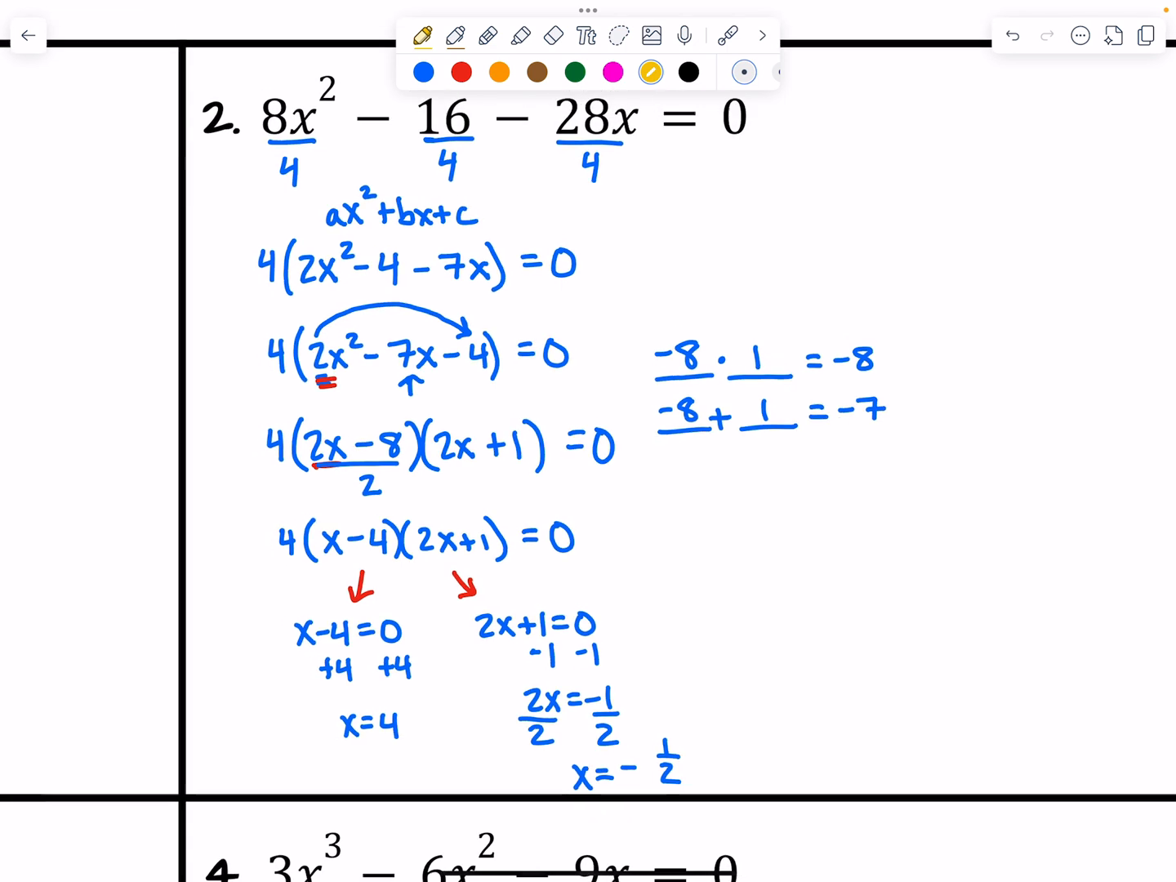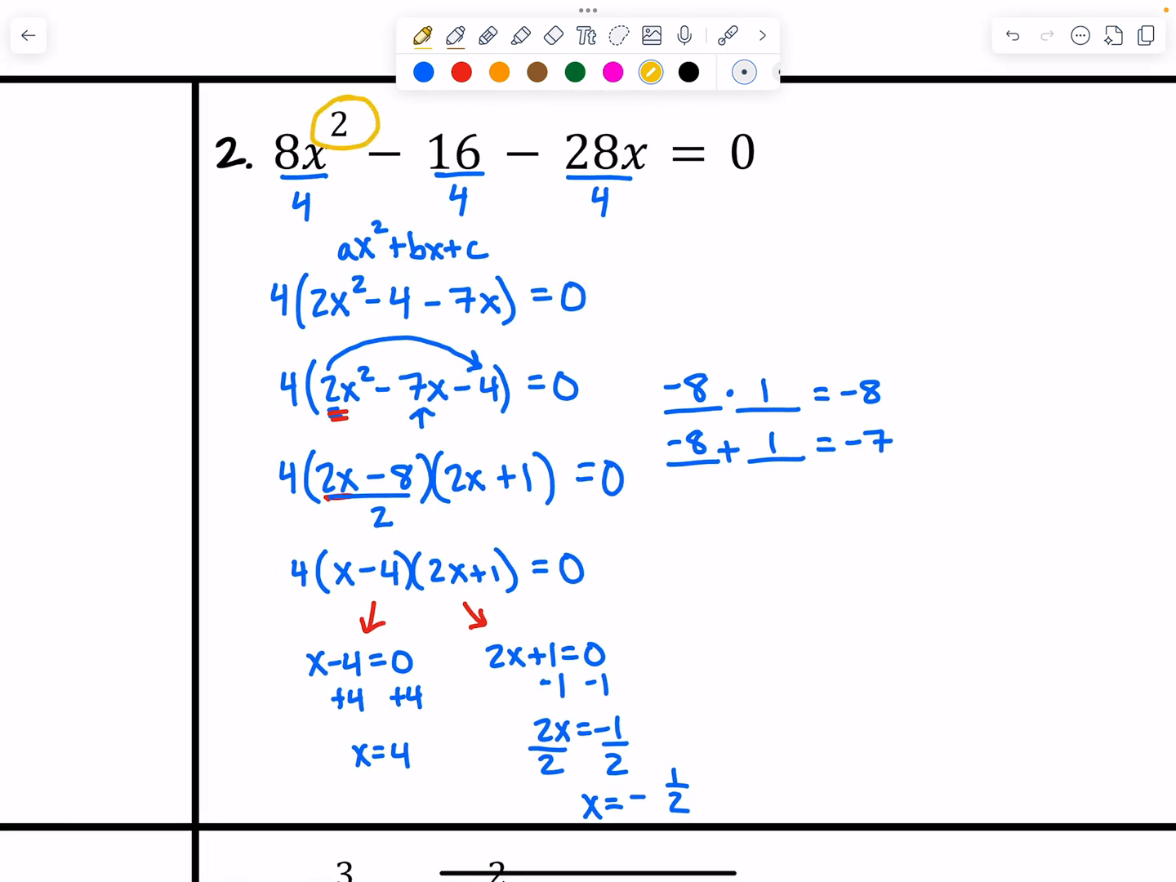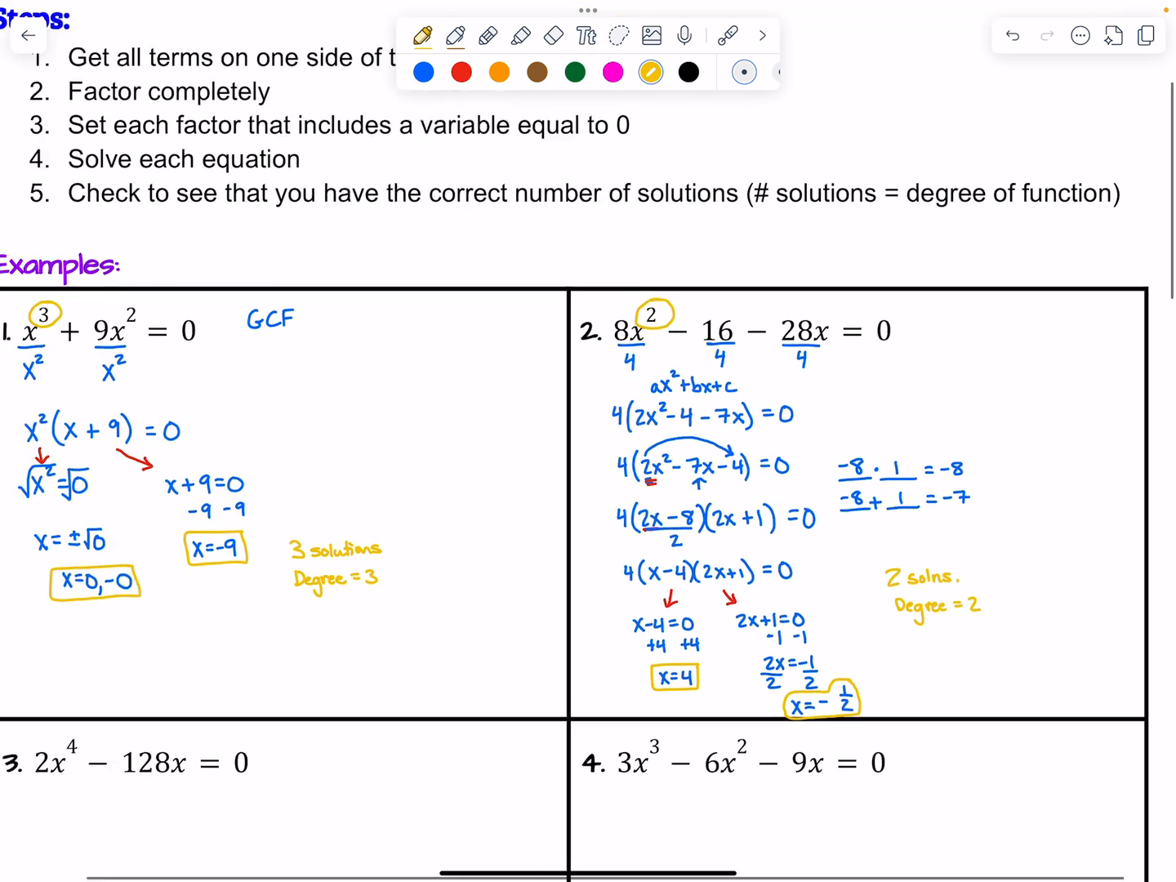So let's check if we have the right number of solutions. I see I have a degree of 2. That was my highest exponent. And I have 2 solutions. So 2 solutions sounds right because my degree is equal to 2. This was a quadratic function. All right, let's look at another one.